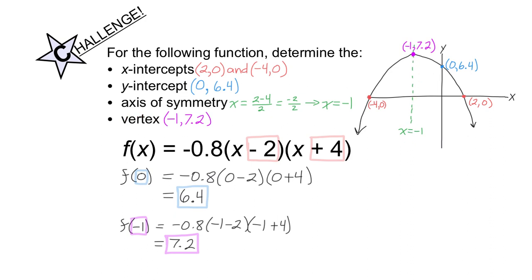The vertex, well, I know the x-coordinate of the vertex is negative 1. I got that from the axis of symmetry. So if I find the value of the function when x is negative 1, replace x with negative 1, calculate, it's 7.2. So now I know the coordinates of my vertex are negative 1 and 7.2. So that's how I can build a sketch of my graph and find all these points using only the factored form.